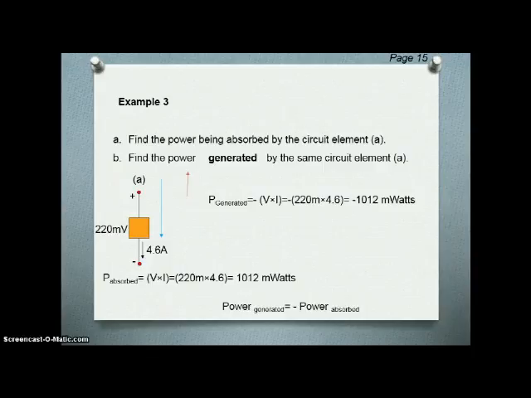So now you know the calculation of power for single elements. In the coming topics, we'll discuss how we calculate the power for the whole circuit.